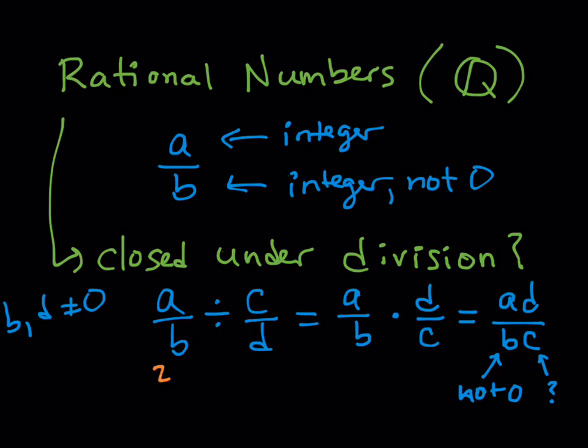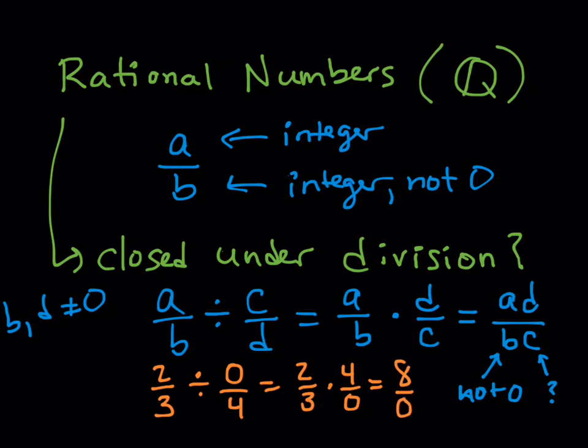So for instance, if I had 2/3 divided by 0/4, this is going to be 2/3 times 4 over 0, and that's going to be 8 over 0, which is not a real number, and it's certainly not rational if it's not even real. All right, so closed under division, in this case, no. Okay, so rationals are closed under addition, subtraction, multiplication, but not under division.